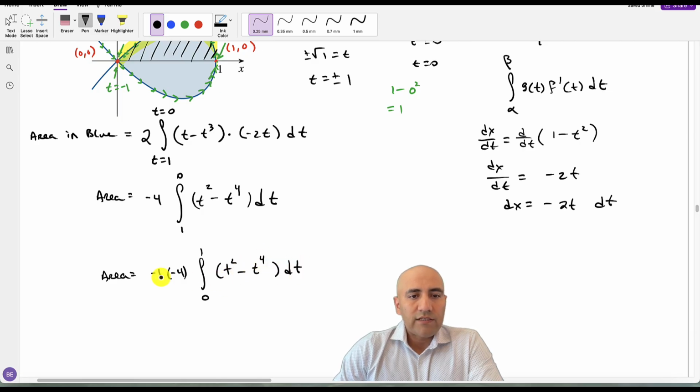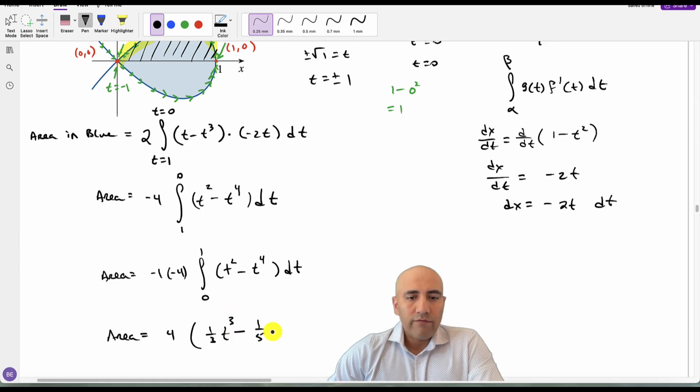Okay, so this extra minus 1 comes from flipping the limits of integration, one of our properties of integrals. And the area then becomes positive 4 integral, well, I'll just go ahead and solve the integral. This becomes 1/3 t to the power of 3 minus 1/5 t to the power of 5, evaluated from 0 to 1.